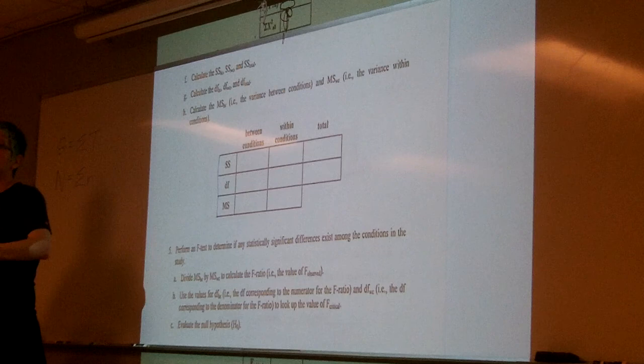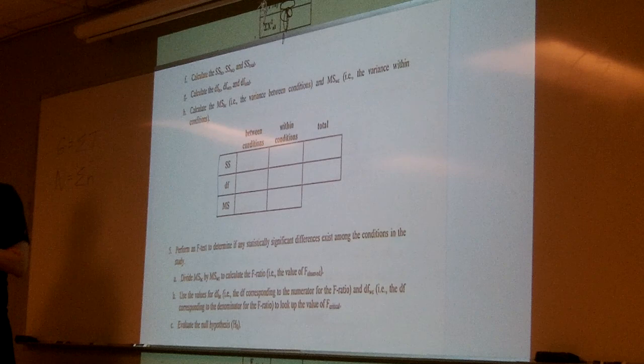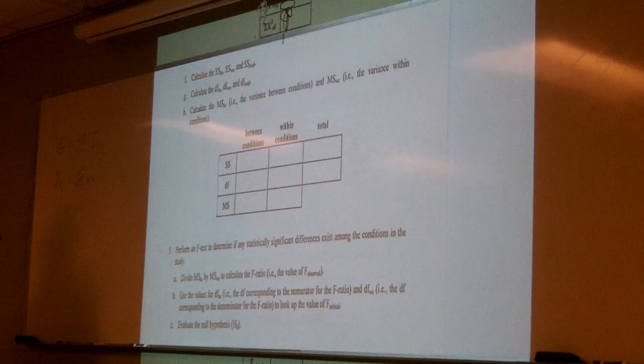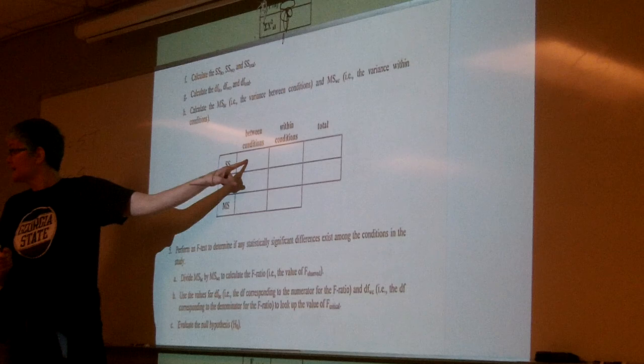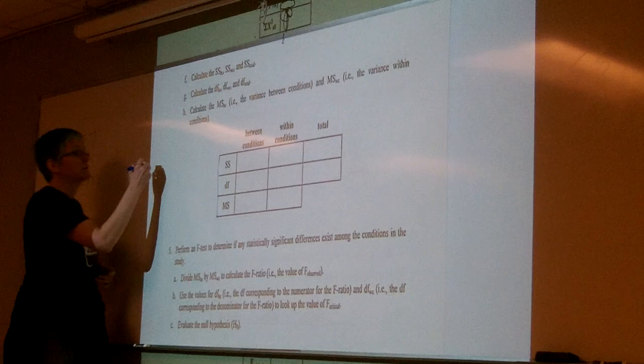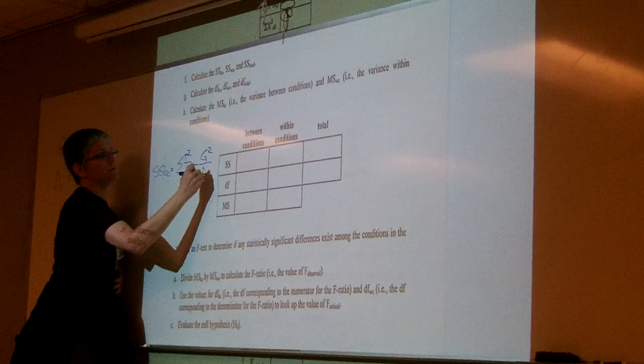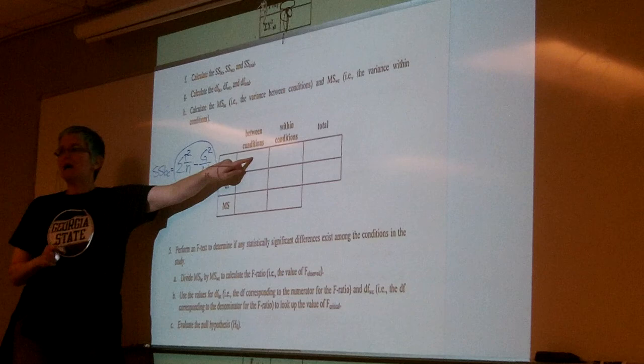Now what I'm going to do is give you a formula, and in your notes, I want you to write the formula in the appropriate box. So, for example, to calculate sum of squares between conditions, and you're going to write this in your notes, not on the worksheet, in the boxes you just wrote on your paper, the formula is the sum of t squared over n minus g squared over big N. So write this formula in this box in your notes.